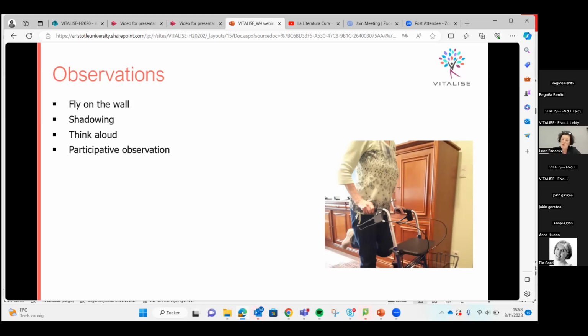Here in the picture you see a lady who was using her walker, and we asked her, while observing, to just use her walker here indoors. And then she was also explaining the think aloud and the participative observation. And there we found out that she not only uses it for mobility and transfer from one place to another, but also for doing her exercises in the morning.